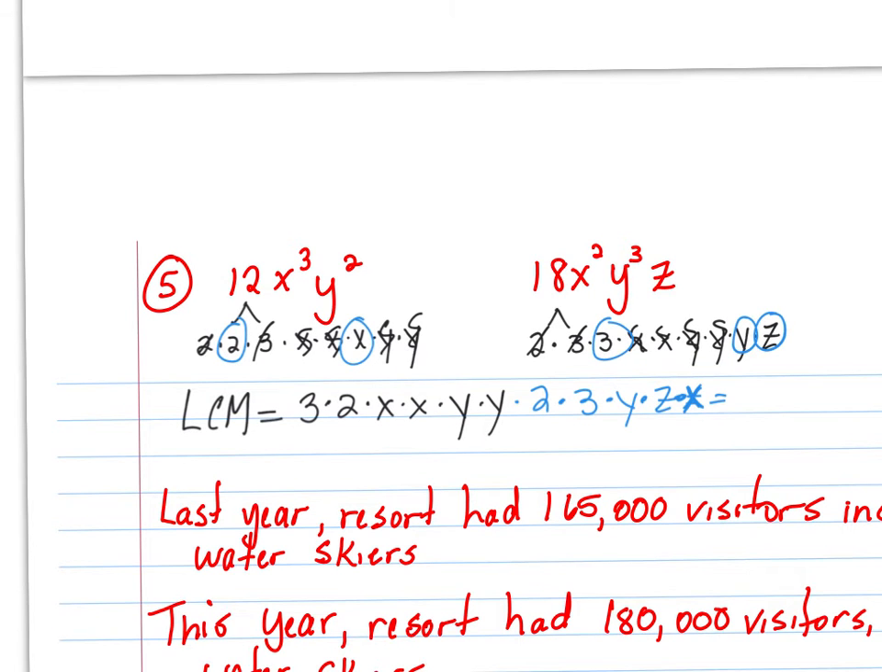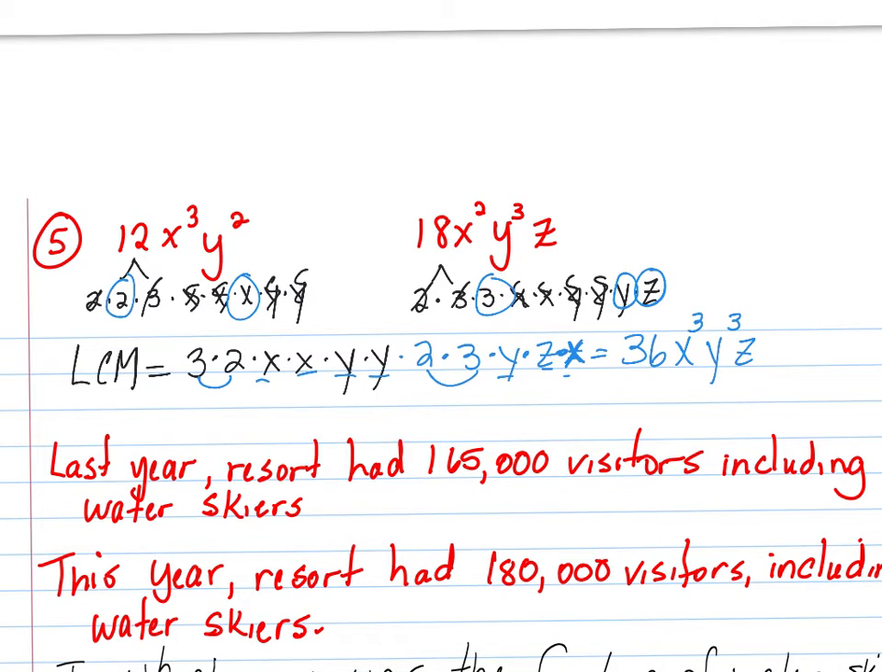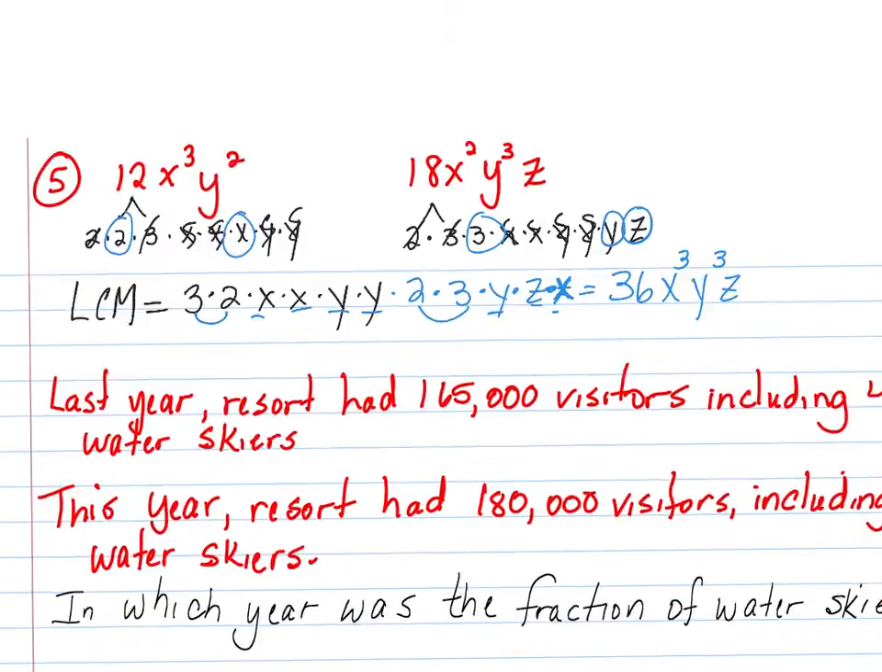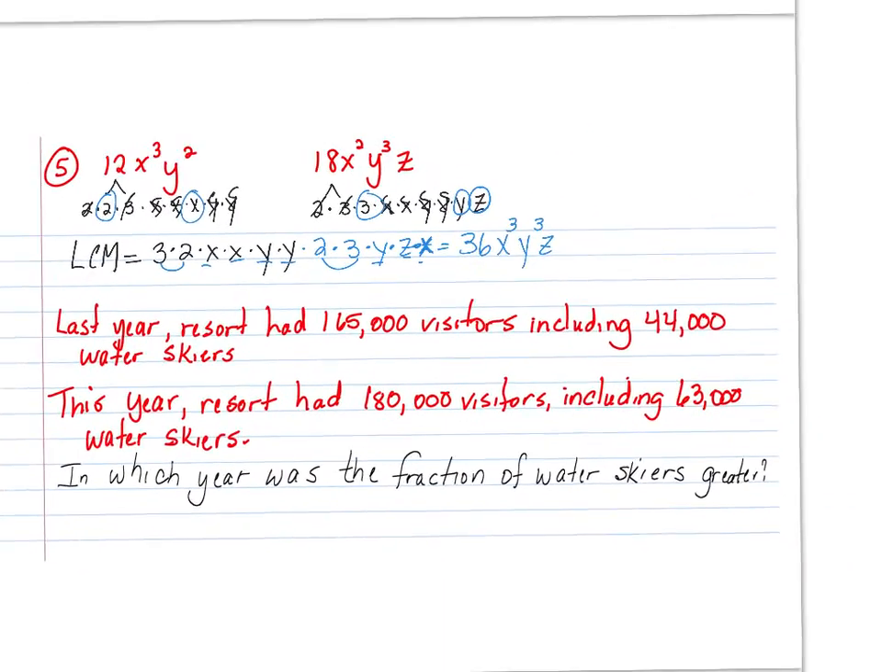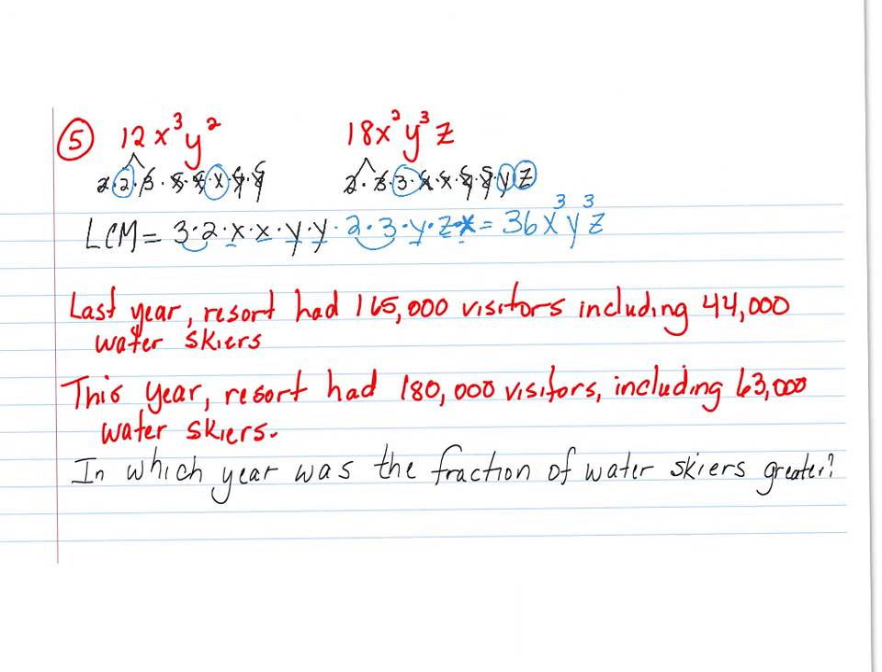So what did you get for your least common multiple? So you come up with 36x cubed y cubed z. How many of you have that? That's so fun. I love that. Okay, next problem. Go ahead and write it down.